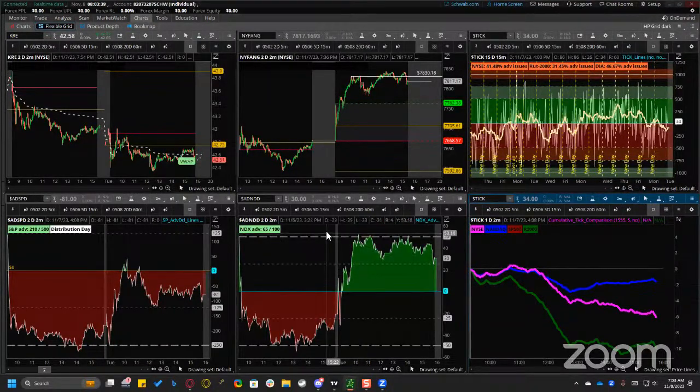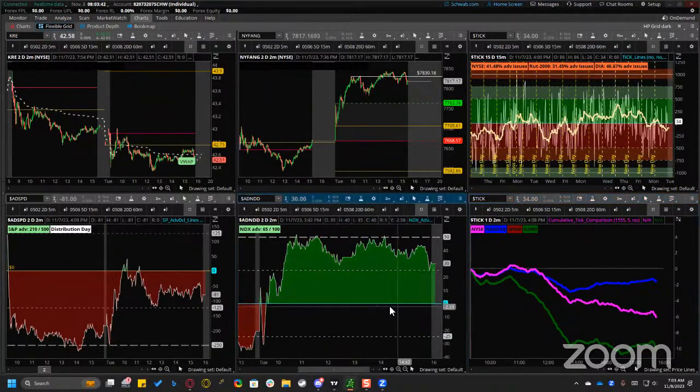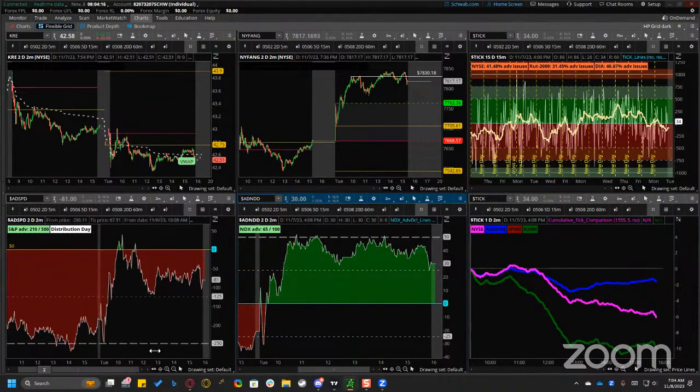Take a look at the advancing minus declining issues, the formula advance minus decline, in the NASDAQ. It closed in the positive at around 30, with 65 out of 100 names advancing. Now, the S&P, on the other hand, advance minus decline in the S&P 500, closed below zero at 81, with 210 names advancing out of 500. So not even half of the S&P 500 advancing. Two different worlds yesterday, two different markets.